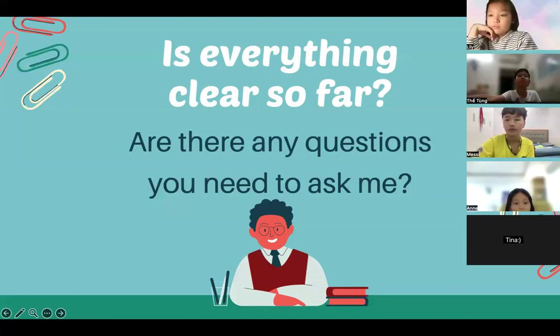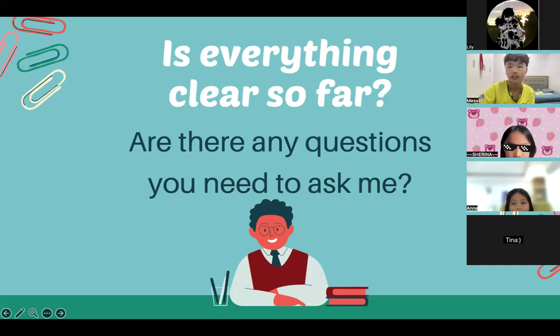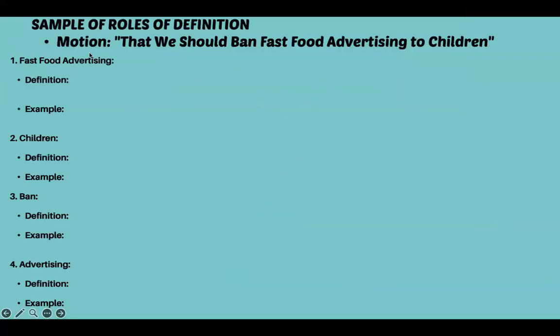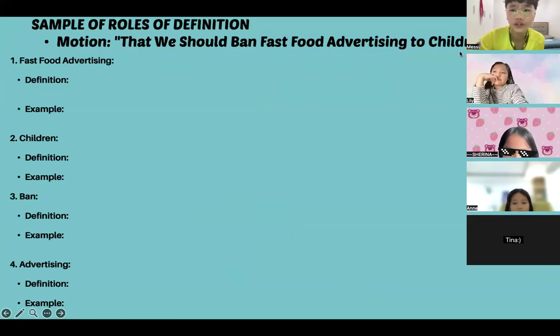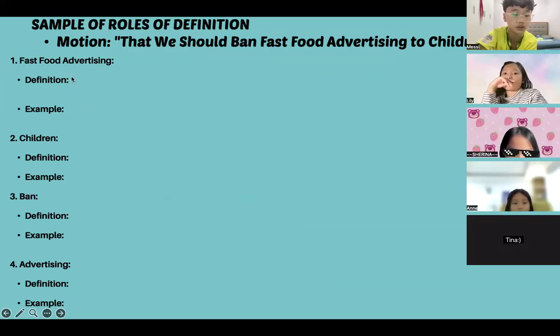Okay. I see no one is asking a question. Okay, so we're going to move on to the first warm-up activity. Who wants to do this? A sample of rules of definition. The motion is that we should ban fast food advertising to children. Okay, who wants to define this?